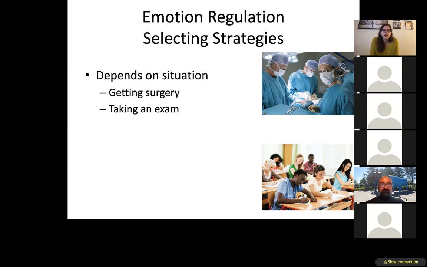So what might you do to get yourself to feel better if you're thinking about getting surgery tomorrow and you're scared or nervous about it? What might be a strategy that you'd use to feel better about that? Or not even a strategy, just think about what you would do to feel better about the fact that you're getting surgery the next day. Eat lots of food. I'm now imagining a surgery where they're like, you can't eat for 24 hours. Any other ideas?